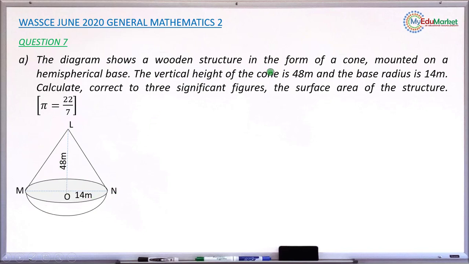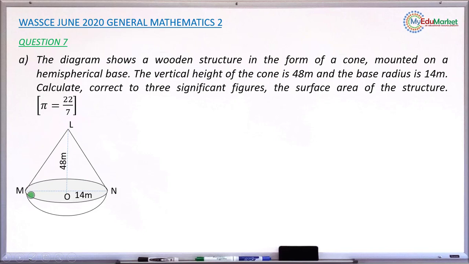The vertical height of the cone is 48 meters. Look at it, 48 meters indicated in the drawing. That is the vertical height of the cone. And the base radius of that cone is 14 meters. Look at it, 14, the base radius of the cone. And the question asked is: calculate, correct to three significant figures, the surface area of this structure.